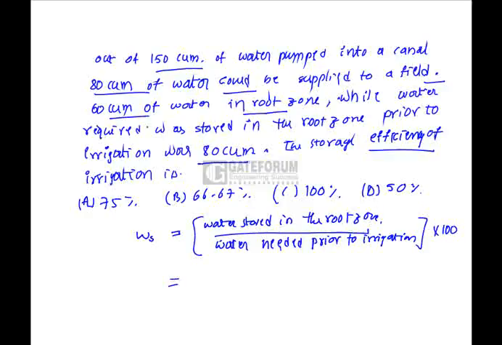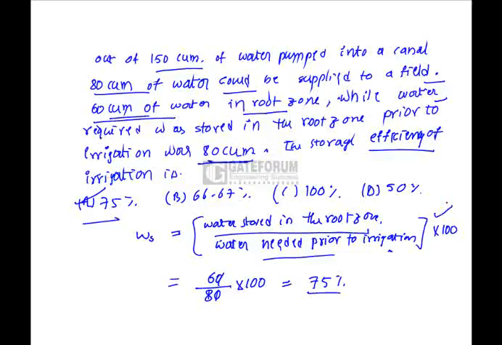We know that 60 cubic meters of water is stored in the root zone. So 60 cubic meters divided by the water needed prior to irrigation, which was 80 cubic meters, into 100, that implies 75%. This much data was given to confuse us, so we have to collect the data which is required for our question. So option A is correct.